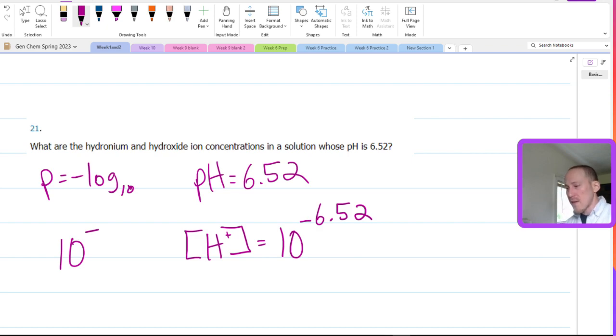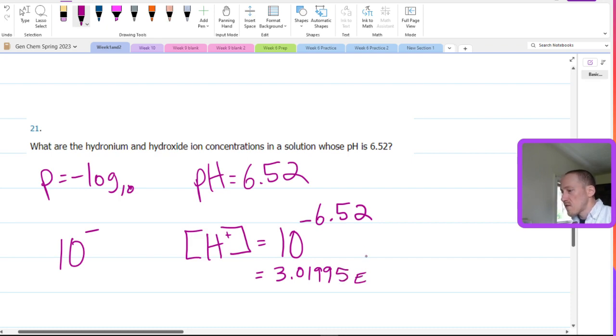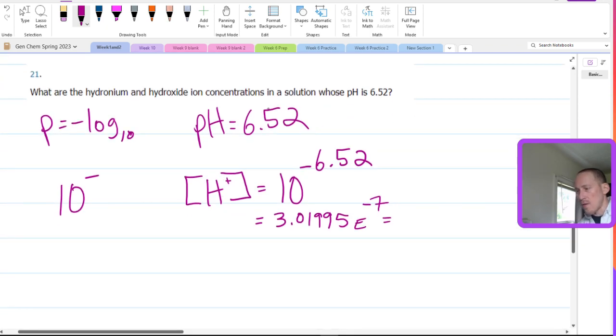Okay, so for this, our concentration of hydronium ions is 3.01995. I did too many sig figs there, but I'm just rolling with it. Times 10 to the minus 7th equals, well, it equals that. And there's several paths to figure out the hydroxide concentration.